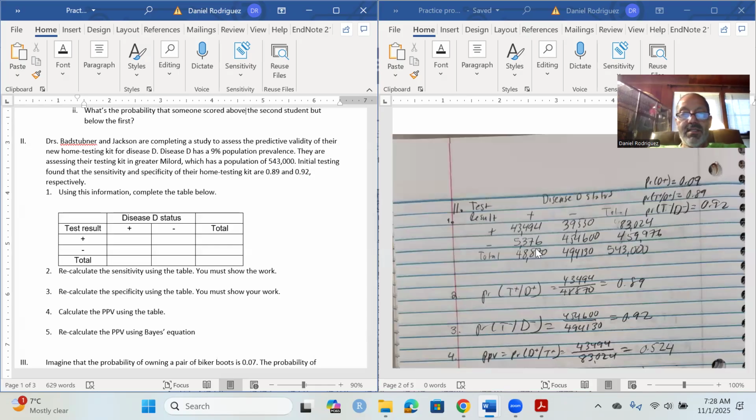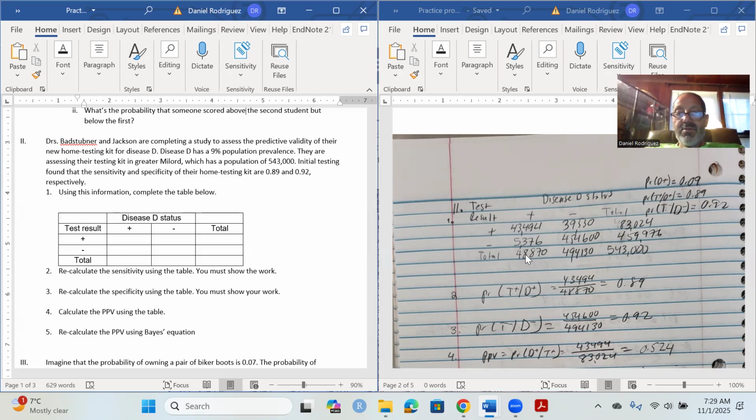So then knowing the sensitivity, I would multiply 0.89 because sensitivity is the probability of testing positive given you have the disease. So it's 0.89 times 48,870, which gives me this value, 43,494. And the specificity, well, it's the probability of testing negative given one is disease negative. So it's 0.92 times this value here.